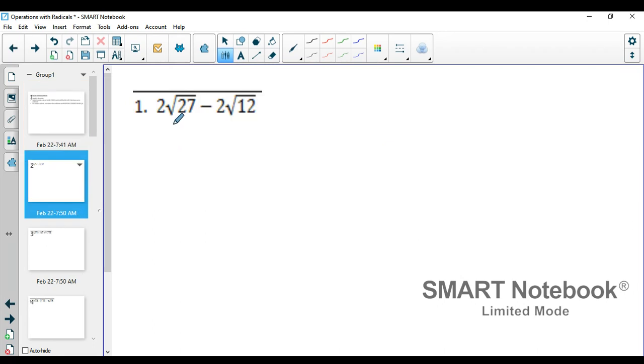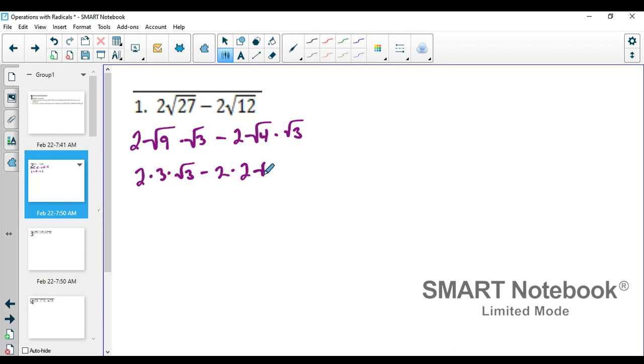So our first one, we have 2 square root of 27 minus 2 square root of 12. So we need to simplify 27 and 12. For 27, we can use 9, so the square root of 9 times the square root of 3. And for 12, we can use the square root of 4 times the square root of 3. The square root of 9 is 3, so we have 2 times 3 times the square root of 3 minus 2, and the square root of 4 is 2, times 2 square root of 3.